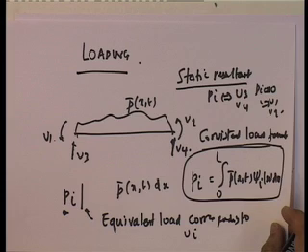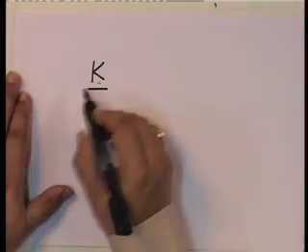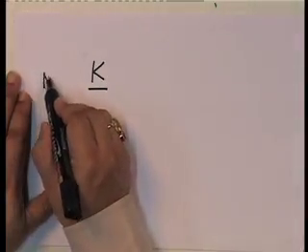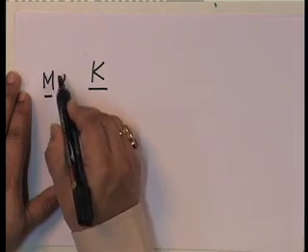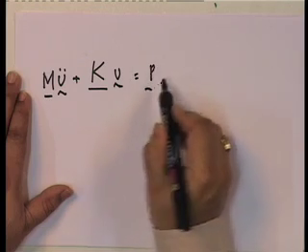I am not going to go there. These are things that we have already covered many times in earlier courses, and I do not want to go there. Please use the principle of virtual displacement to get the load. So, now the question becomes that I finally have this problem: m v double dot plus k v is equal to p.